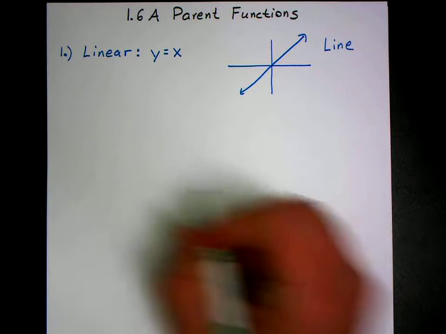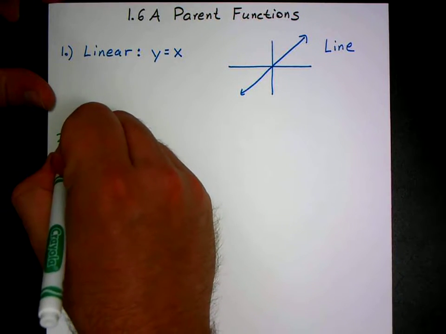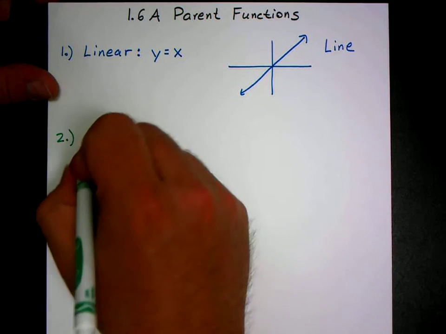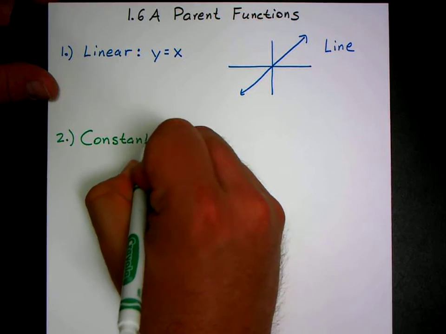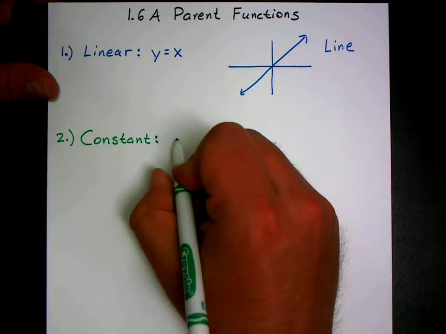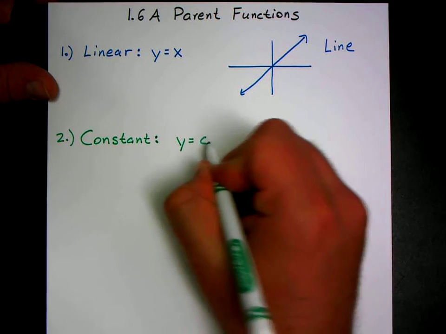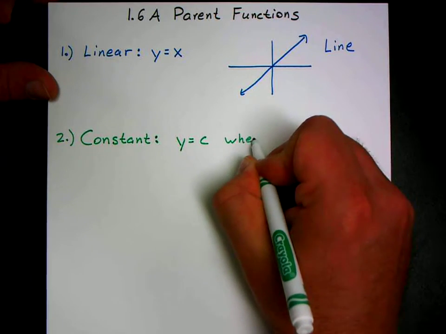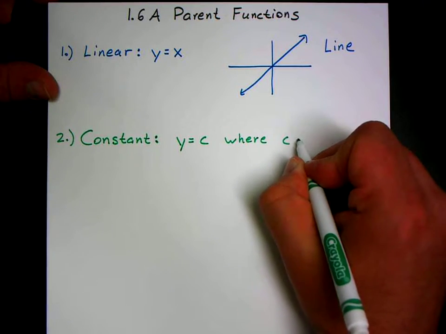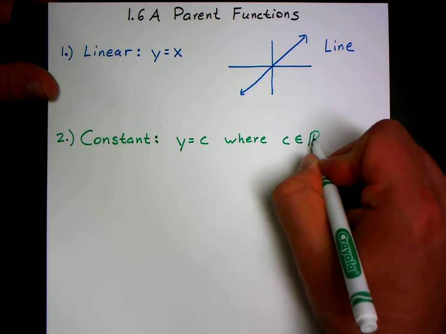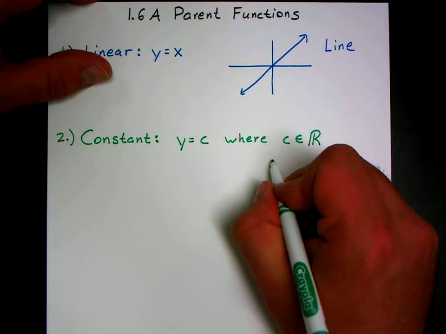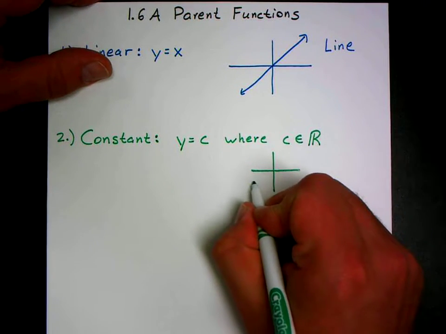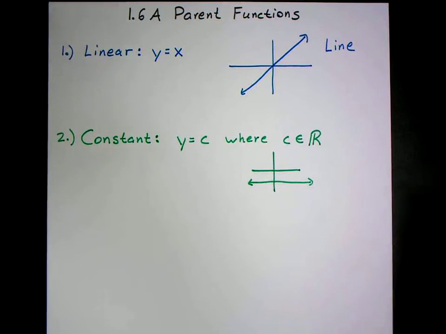I already messed up a little bit. I missed one. So I'm going to back up a little bit and do one that should have come before that. And that's a constant function. A constant function is just y equals c, where c is a number. And that just looks like a horizontal line.